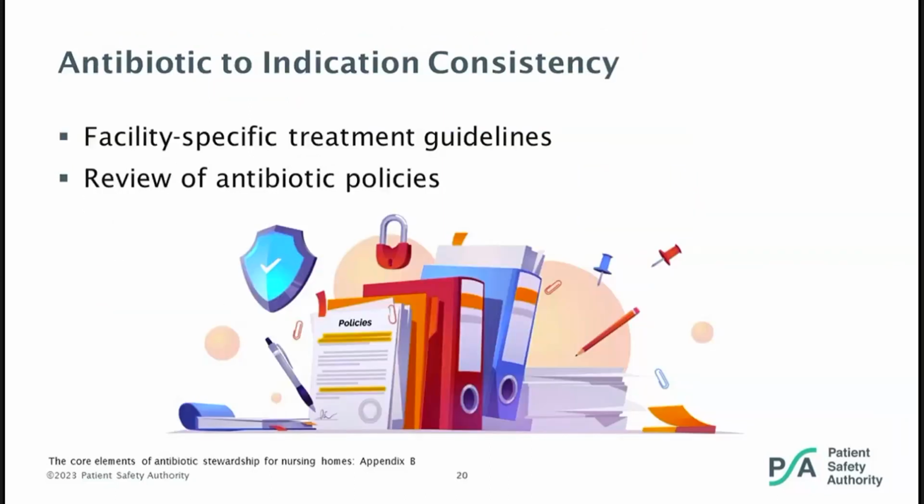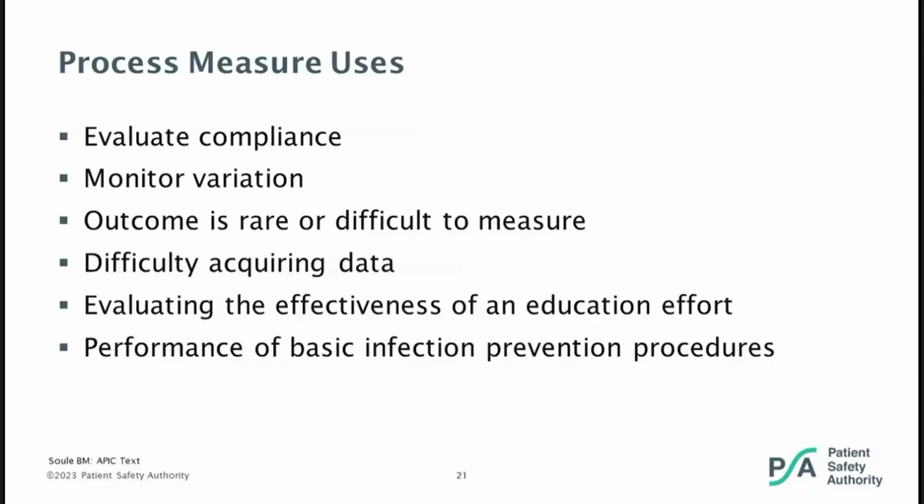A third type of process measure is assessing the consistency of antibiotic selection with recommended agents for the specific indication. With facility-developed treatment guidelines, intermittent review should be done to ensure antibiotic selection follows the facility's policies.